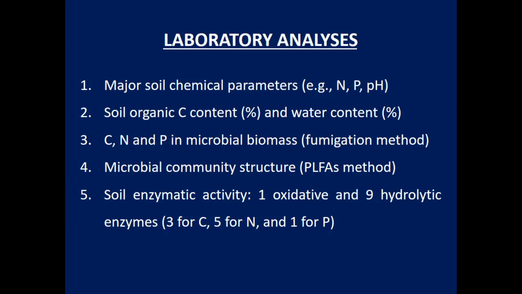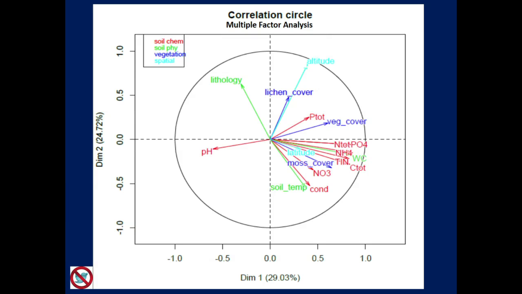And here, to have an idea of the microbial community structure, we use the phospholipid fatty acid analysis, thanks particularly to Bjorn. And then we also measure the extracellular potential enzymatic activity of about 9 hydrolytic enzymes and 1 oxidative enzyme. So let's start to see some of these fresh data. And this is a correlation circle, thanks to Vincent here for the statistical analysis, that tries to correlate most of the variables that we have been able to measure in the field and in the lab.